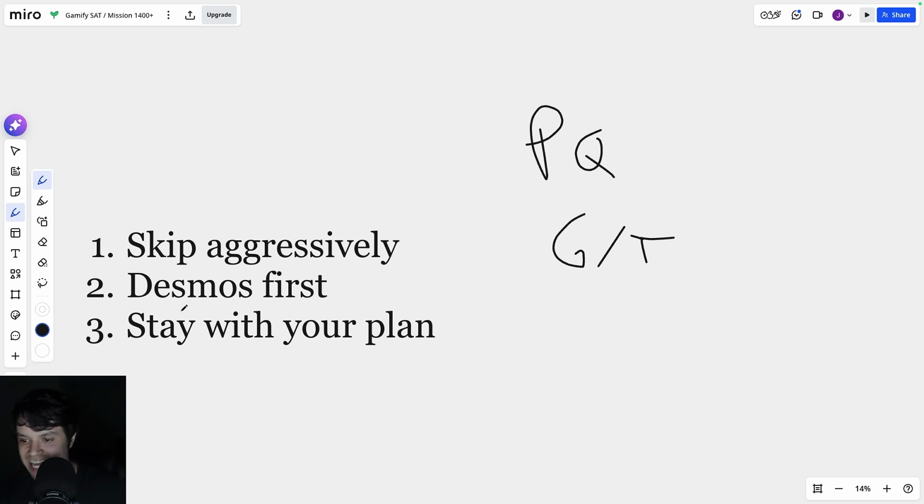Now, second thing is rely heavily on Desmos. As a small footnote here that I'll just drop in, this is only if you actually know how to use Desmos, if you actually have been practicing with Desmos, which hopefully is the majority of you. But Desmos is a really big cheat code for the SAT, as I say in all of my videos.